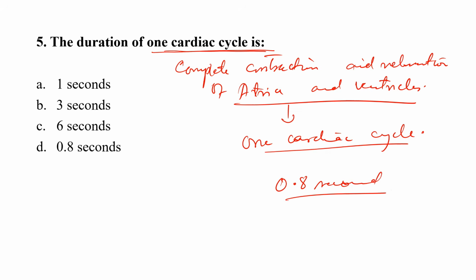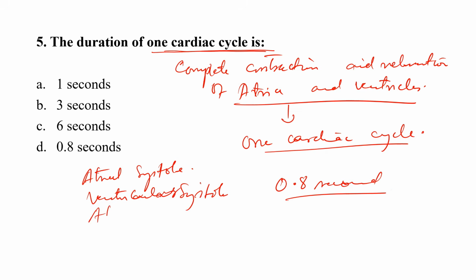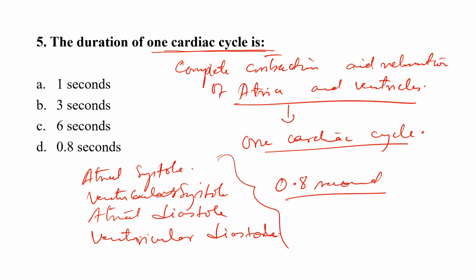This one cardiac cycle involves 4 stages. First is the atrial systole or atrial contraction, then the ventricular systole, then the atrial diastole, and the ventricular diastole. So this complete cycle is called one cardiac cycle, and it takes around 0.8 seconds. So the correct option here is option D.